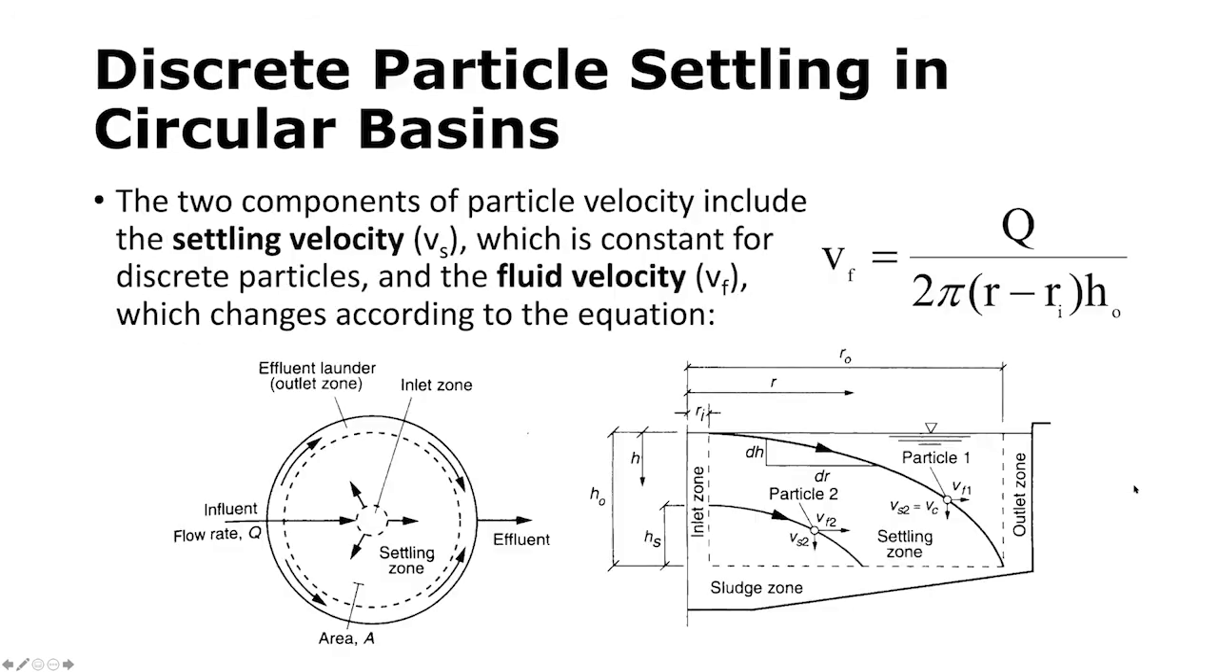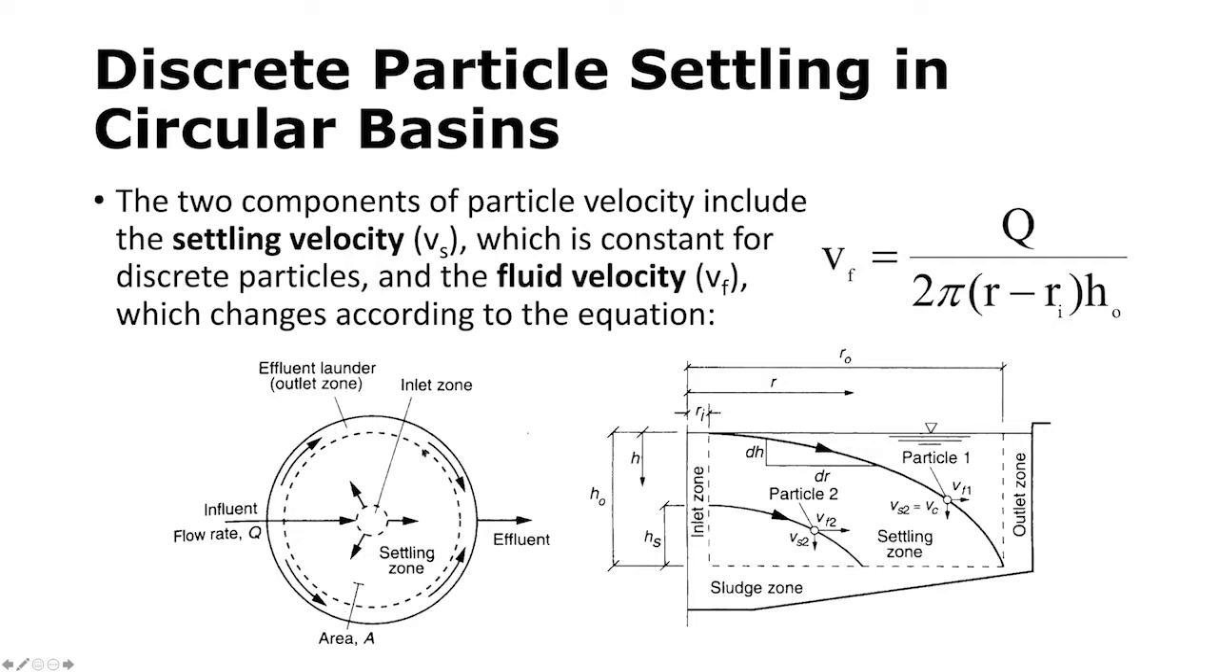All right, the reason that this velocity changes in a circular reactor is because we start off with a constant flow rate, but this inner inlet zone, this inner circle here, if you imagine that as being a cylinder that we could unfold and make into a rectangle shape, the cross-sectional area that the water is passing through is smaller here at the inlet than it is here at the outlet.